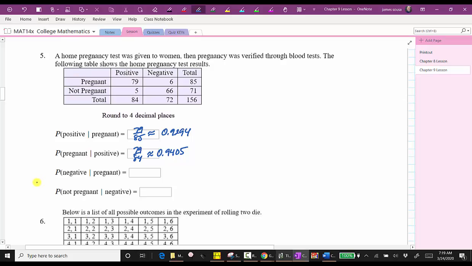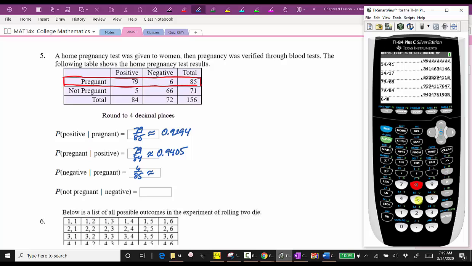Next, we want the probability of a negative test result given the woman was pregnant. Because we are given the woman was pregnant, again, we're only concerned about this row. Of the 85 pregnant women, notice 6 had a negative test result, and therefore the probability of negative given pregnant is 6 divided by 85, which is approximately 0.0706.